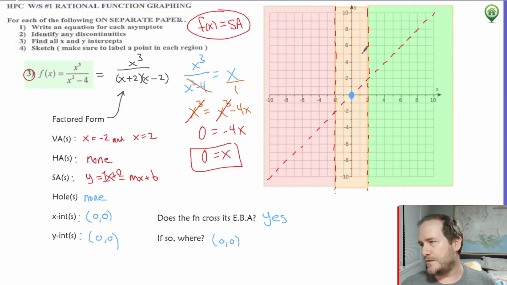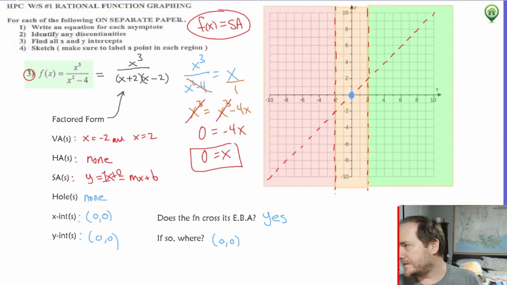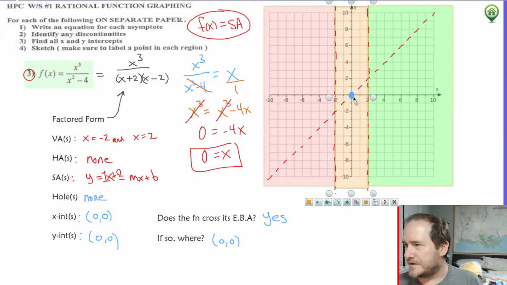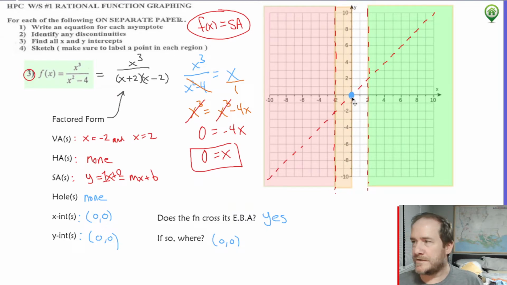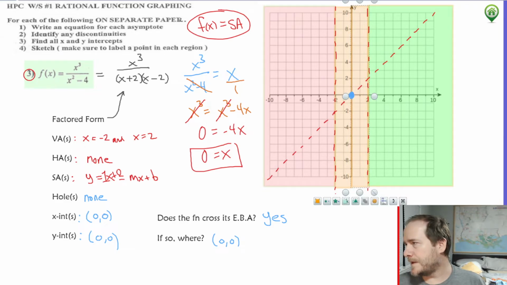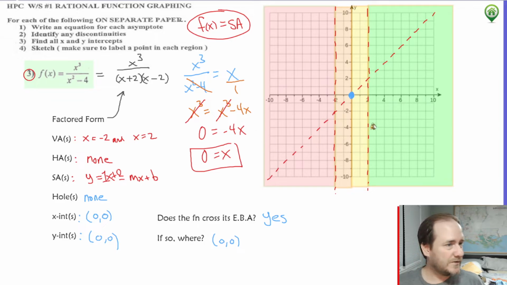So this orange region just got a little more interesting, and it turns out that this orange region needs to be two separate regions, because I need to consider what the function's doing to the left of that point of intersection and what it's doing to the right. So I need a whole other region now that I guess should be yellow. Are these colors different enough? I don't know. But we now have three regions that we should be testing, so let's just test them.